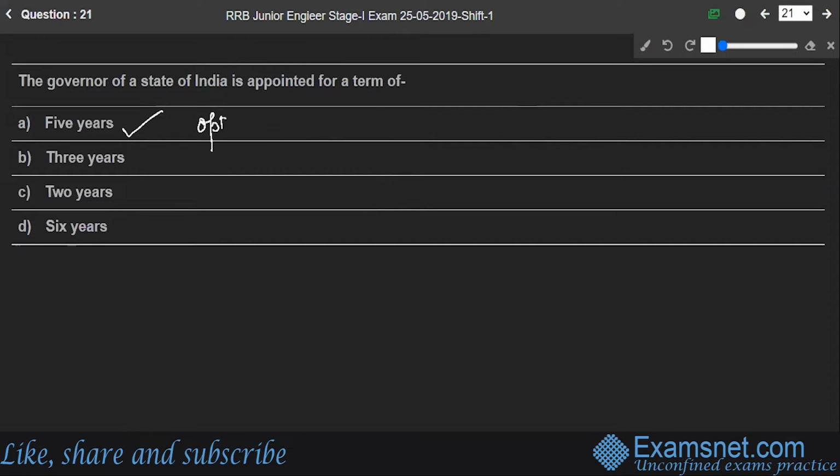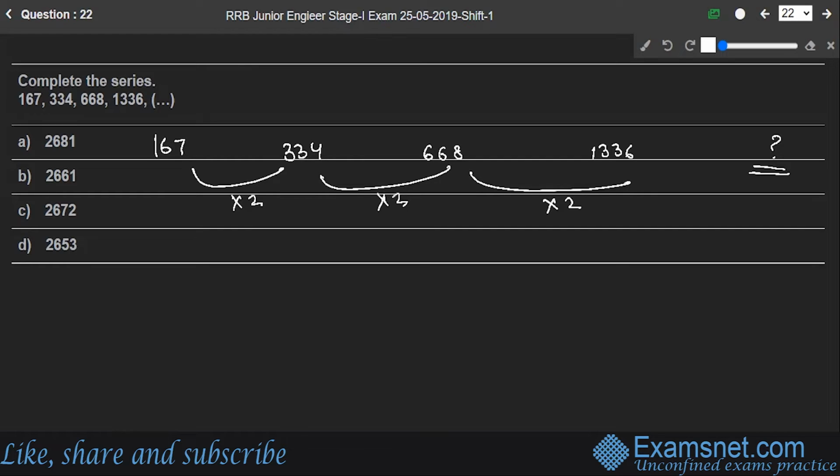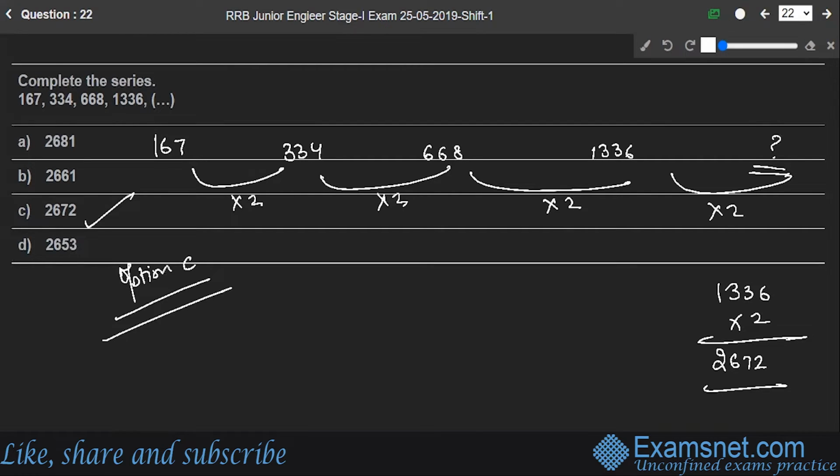So the first option is the right answer to the question. Hope you got that. Next, question number 22. You have to complete the series in this question. So this is the series. You see one thing, the numbers are jumping. Of course, there's a clear pattern that is visible. You have 167, 334, 668, 1336, and then you have a question mark. This is multiplication by 2, this is multiplication by 2, this is multiplication by 2, and of course, this will again be multiplication by 2. 1336 multiplied by 2 gives me 2672. So option C is the right answer.